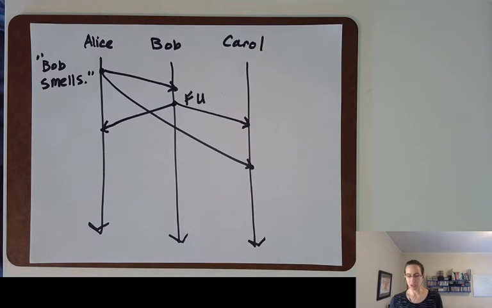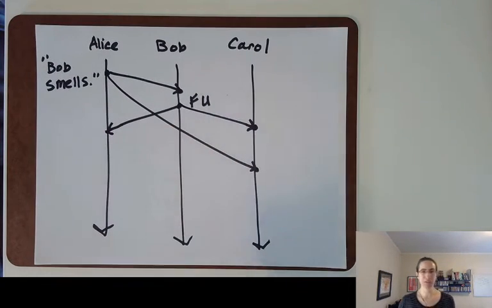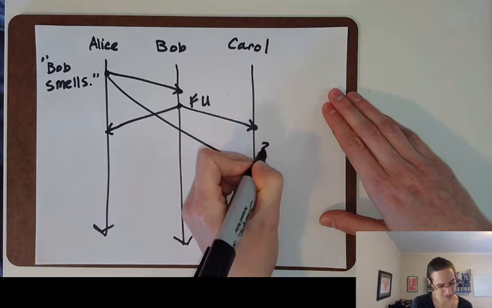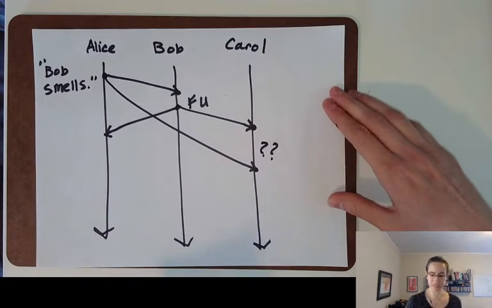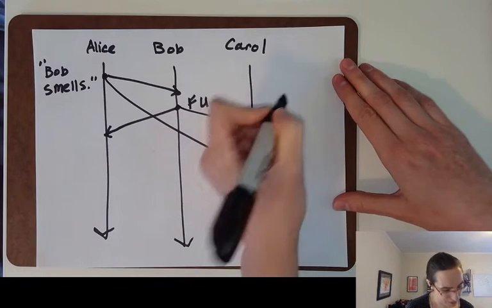Well, look what's happening for Carol here, right? Carol gets this "F you" message, and she hasn't seen this original message of Bob smells yet. So Carol is super confused right here. This is what's known as a causal anomaly.